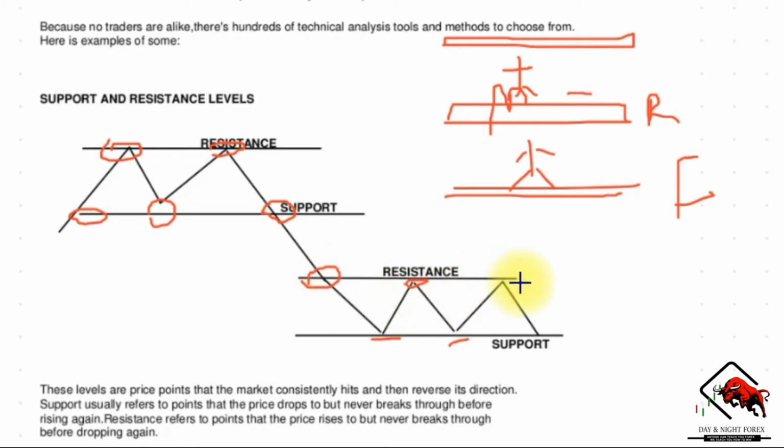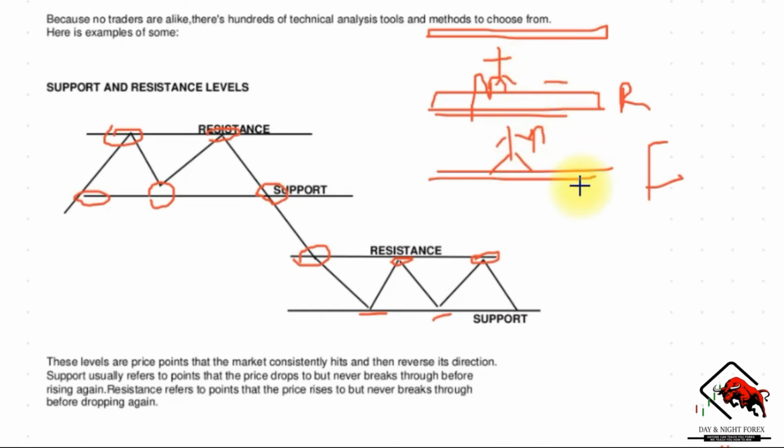So it's resisting the market from going back up. That's why we call it resistance. It's like our ceiling, blocking the price from going above to the next level. So it will just keep on bouncing until it finally breaks through.